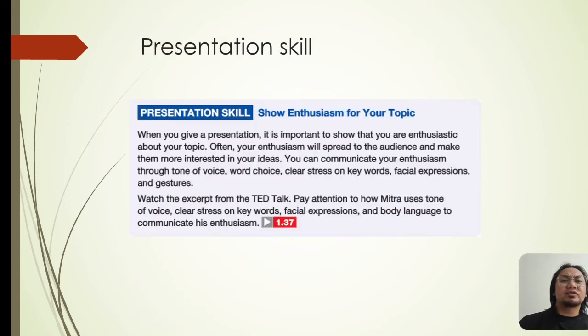Next, we are going into presentation skill. And this is a skill where you are going to learn how to show enthusiasm for your topic. Of course, when you give a presentation, it's important to show that you are enthusiastic about your topic. Often, your enthusiasm will spread to the audience and make them more interested in your ideas. You can communicate your enthusiasm through tone of voice, word choice, clear stress on keywords, facial expressions, and also gestures.